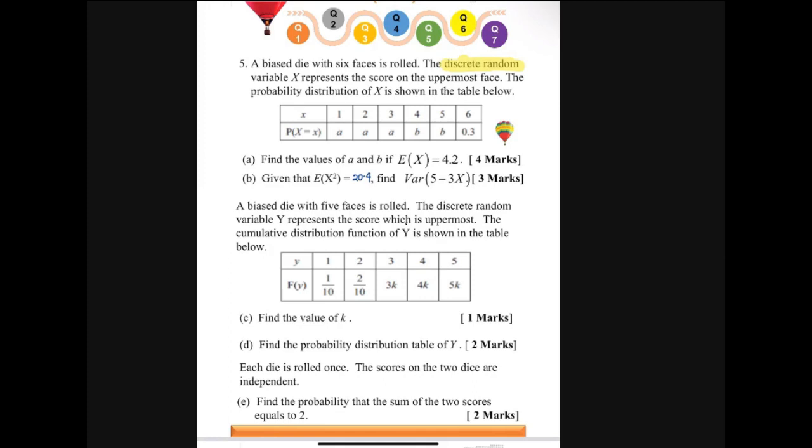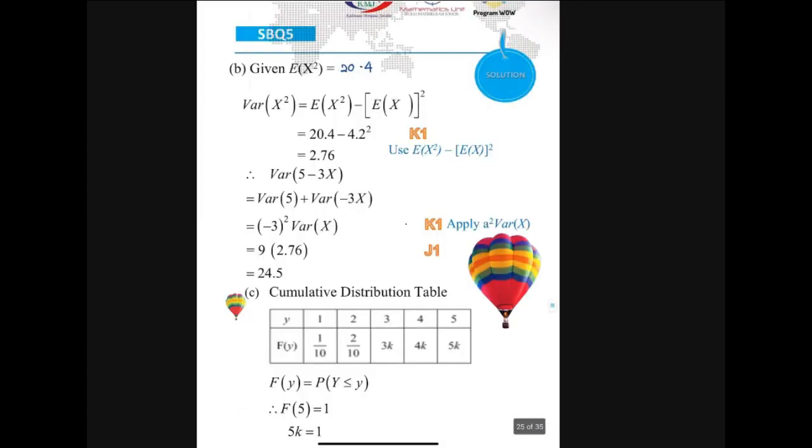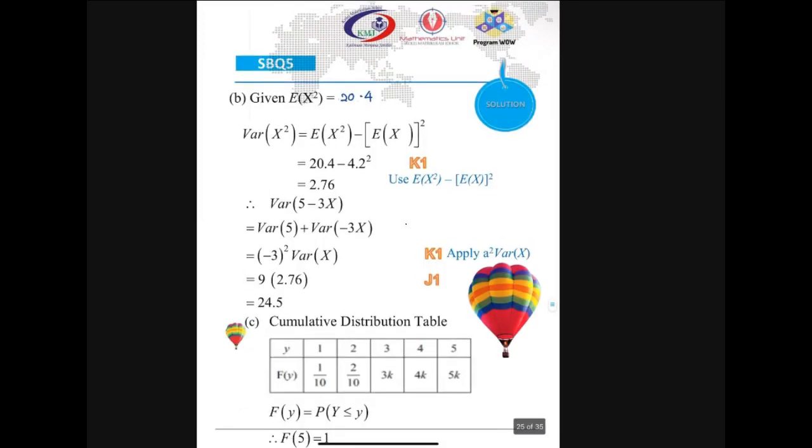Okay, now for 5b, we are given E(X squared) equal to 20.4, and we have to find the variance of 5 minus 3X. Because we have to solve this using properties, we have to find the value for variance of X first. For variance of X, we have a fixed formula, E(X squared) minus the square of E(X), both already provided in the question. E(X squared) is 20.4, and E(X) would be 4.2. And then from there, we get variance of X would be 2.76. Okay, settle with that.